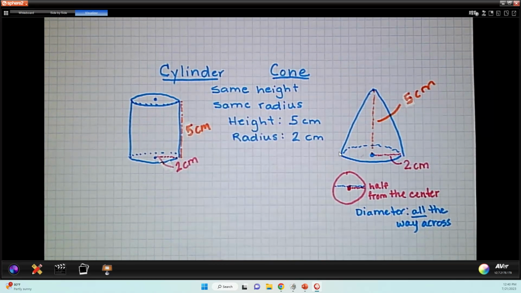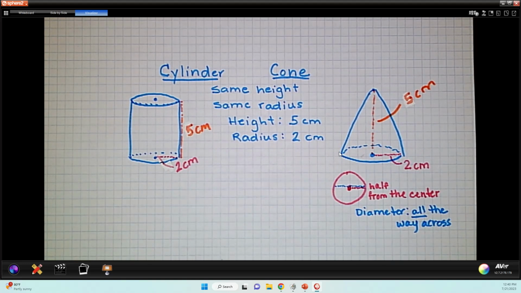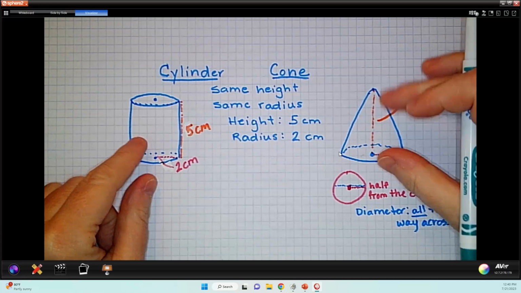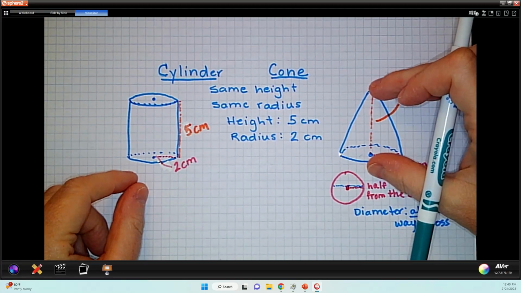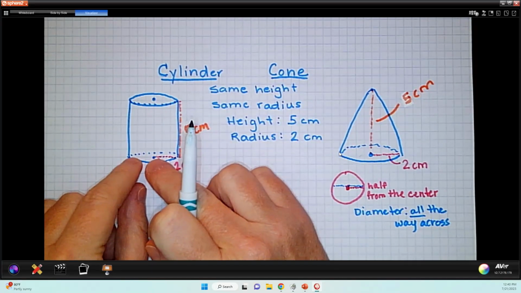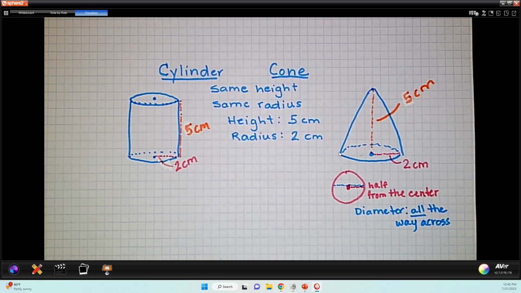Okay, 2 centimeters. And we know the students learn that the cylinder is very similar to the cone. They have a relationship, and that relationship is that the cone is 1/3 the size of a cylinder that has the same base and height. So if I were to take this cone and stick it inside the cylinder, 1/3 of the space would be filled, they would be 1/3 of that size.